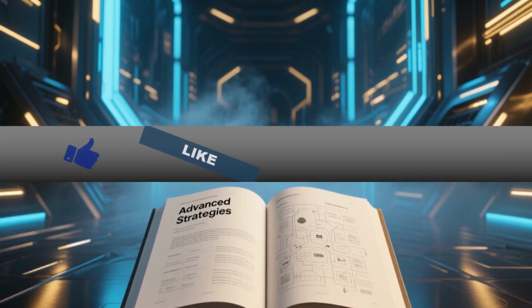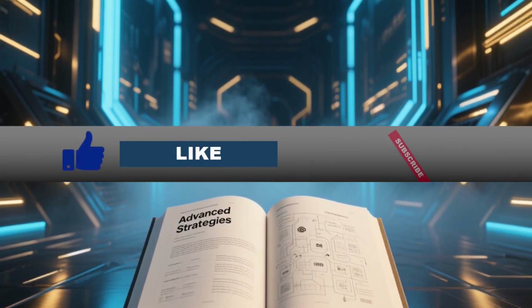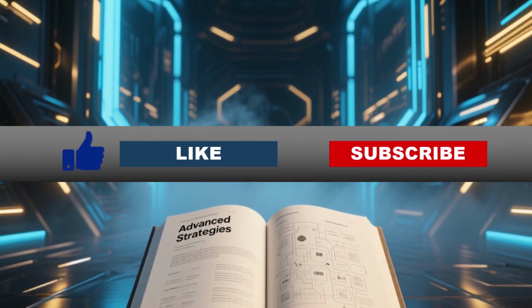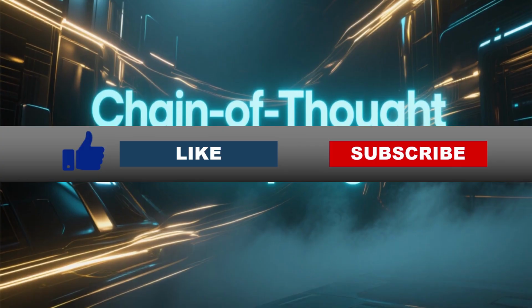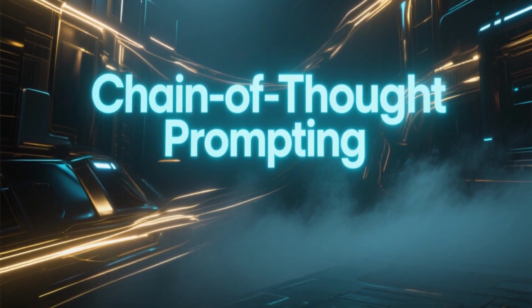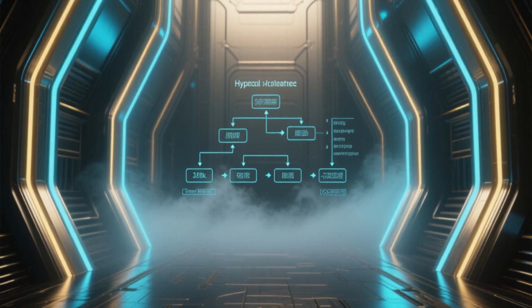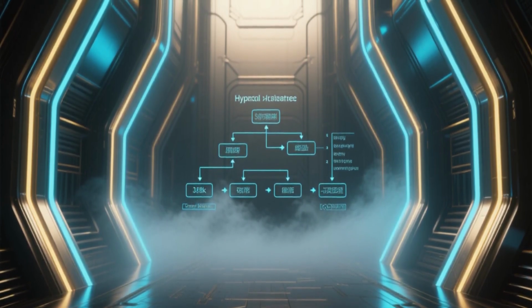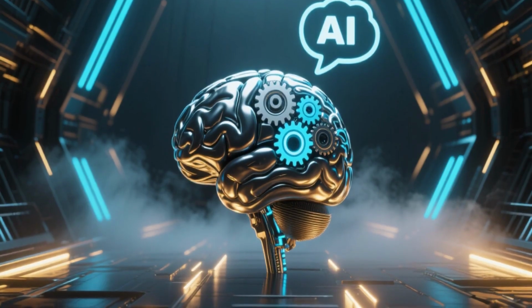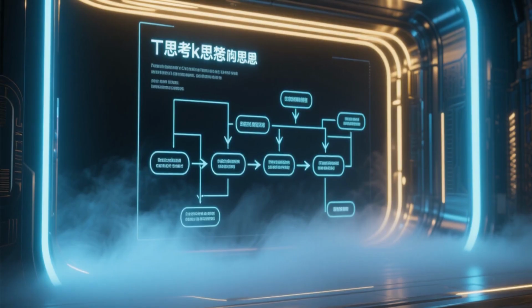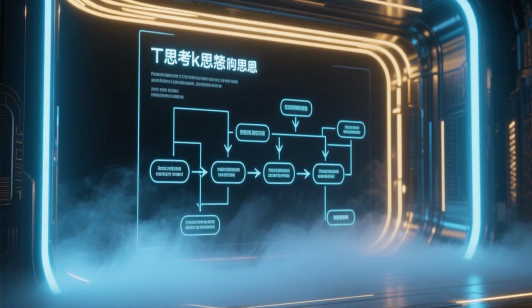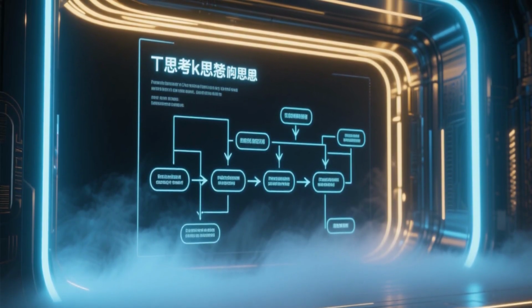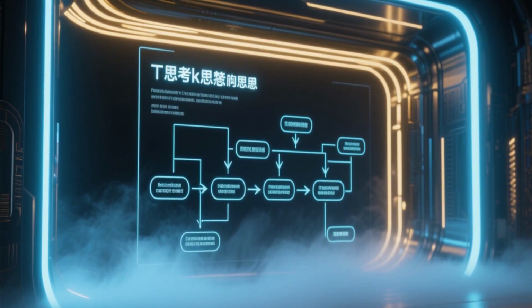Once you've got C.R.A.F.T down, you can start using the strategies pros rely on for more complex tasks. The first advanced secret is called chain of thought prompting. For anything that requires logic or multiple steps, like a math problem or a complex analysis, you have to ask the AI to think step by step. This is called chain of thought prompting. You're forcing it to slow down and show its work, which dramatically cuts down on errors.